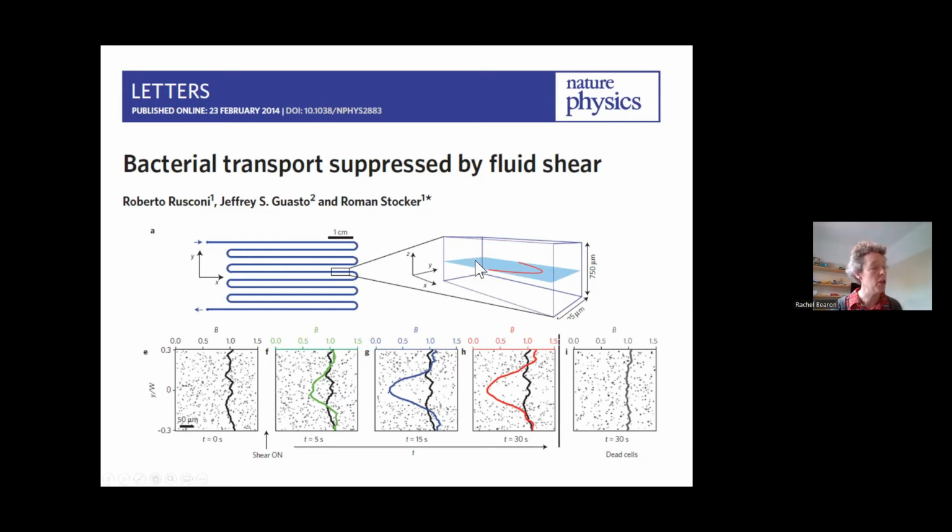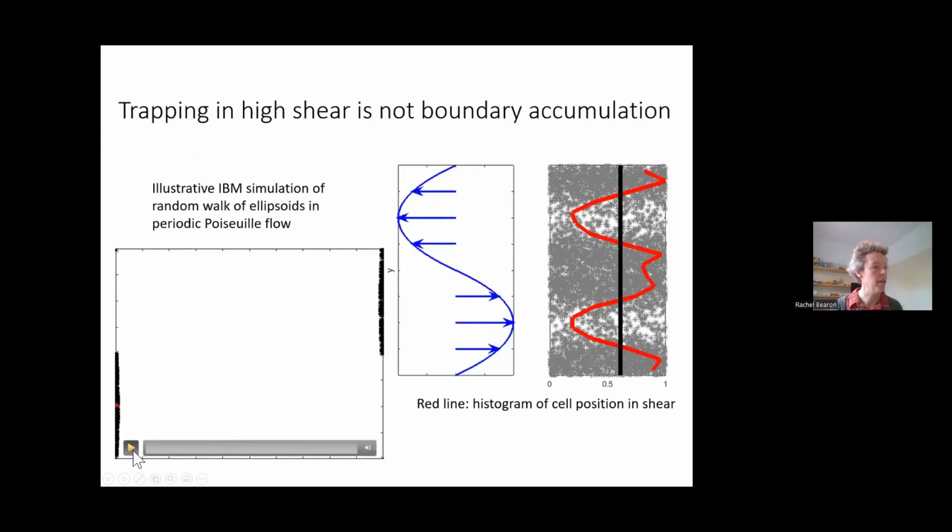I think this slide's been shown before, where we have cells in a microfluidic device, and over time, cells are depleted from these regions of low shear in the center and accumulate at the regions of high shear nearer the walls. Just a quick little movie simulation, just to recap that this phenomenon doesn't require walls.